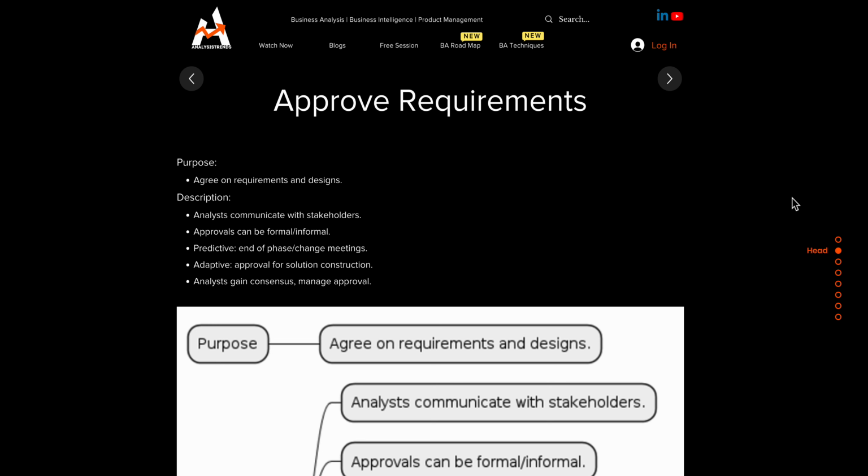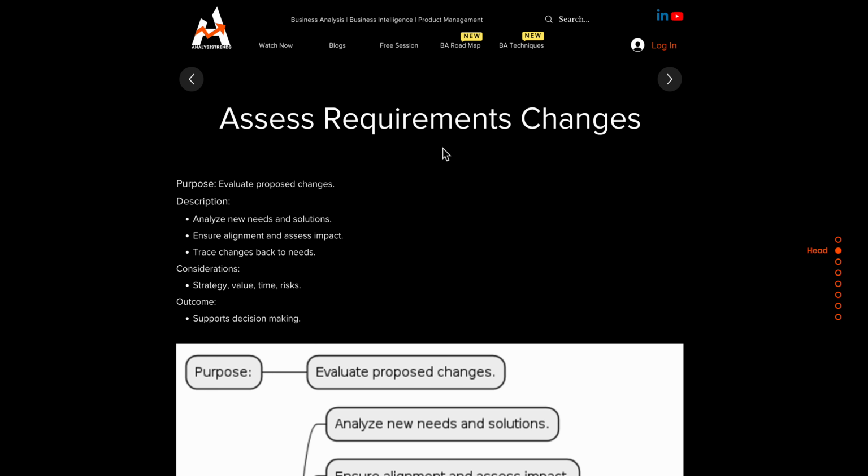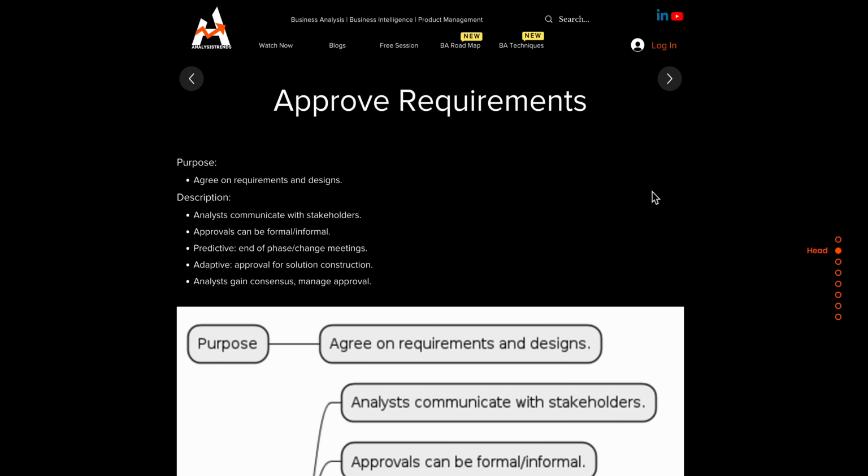In this video, we are going to discuss chapter 5.5, which is Approve Requirements. In the previous video, we discussed assess requirements changes, and in this video, we're going to discuss approve requirements and why it is important for a business analyst. The purpose of approve requirements is to agree on requirements and designs.